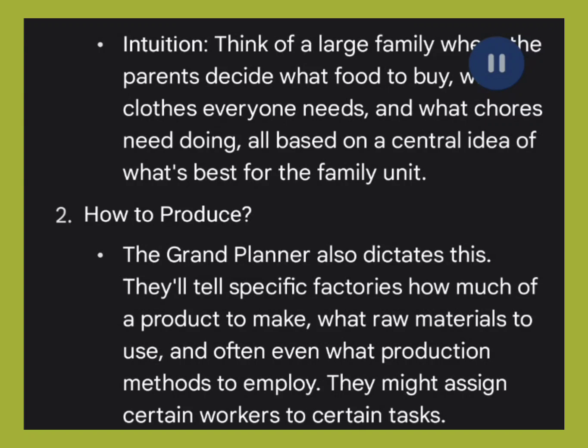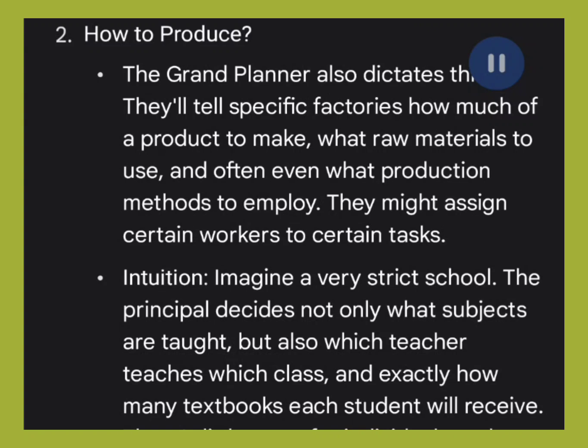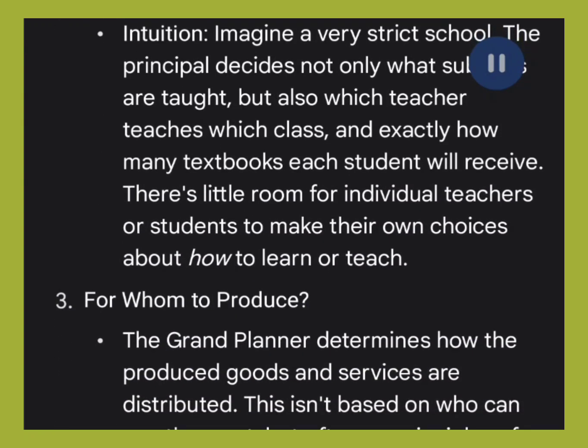2. How to produce. The grand planner also dictates this. They'll tell specific factories how much of a product to make, what raw materials to use, and often even what production methods to employ. They might assign certain workers to certain tasks. Intuition: imagine a very strict school. The principal decides not only what subjects are taught, but also which teacher teaches which class, and exactly how many textbooks each student will receive. There's little room for individual teachers or students to make their own choices about how to learn or teach.